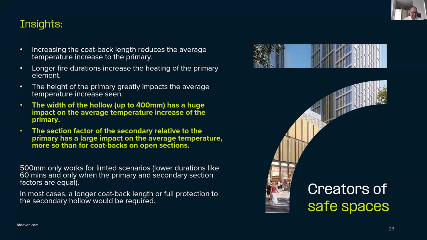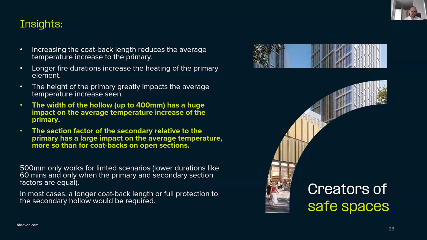What we weren't expecting, however, is that width of the hollow to have such a big impact. And what we also weren't expecting to see such a large impact is the fact that the protection on the primary to the secondary seems to be much more sensitive than that of just an I section. It seems like the performance of the coating or PFP material just isn't as good as when applied to an I section.